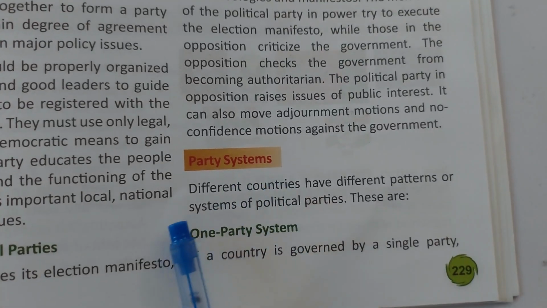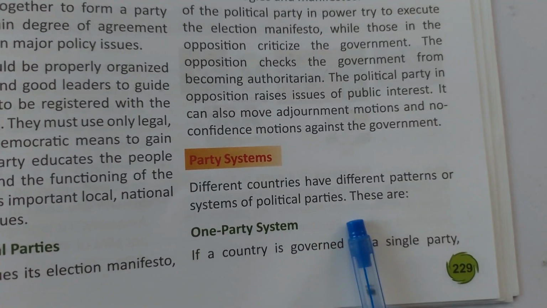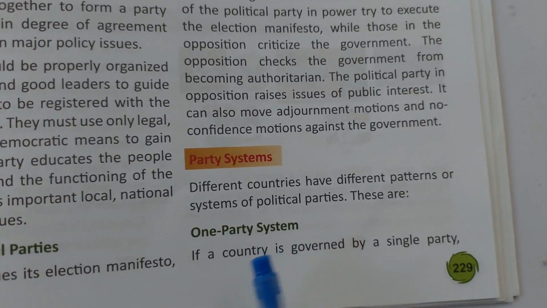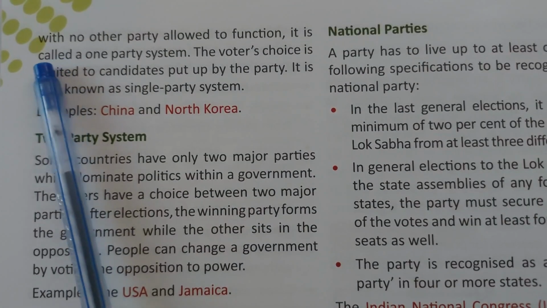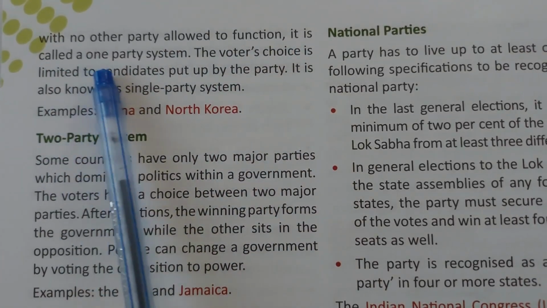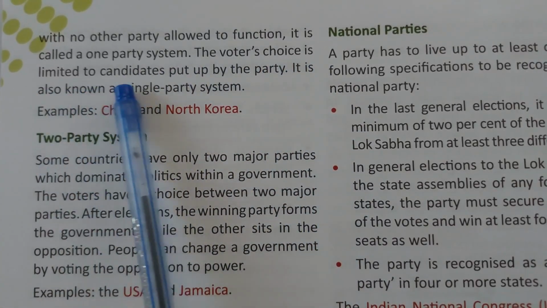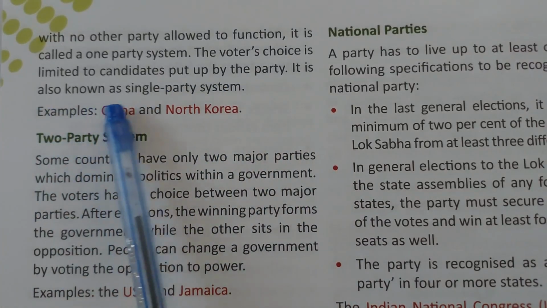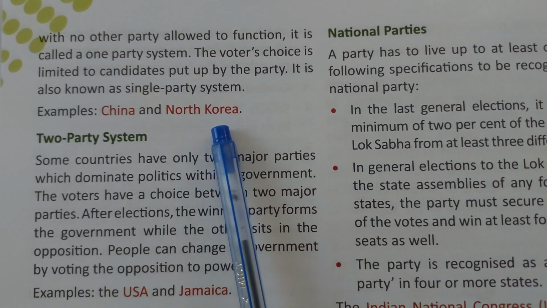Party systems. Different countries have different patterns or systems of political parties. These are the one party system. If a country is governed by a single party with no other party allowed to function, it is called a one party system. The voter's choice is limited to candidates put up by the party. It is also known as single party system. Examples: China and North Korea.